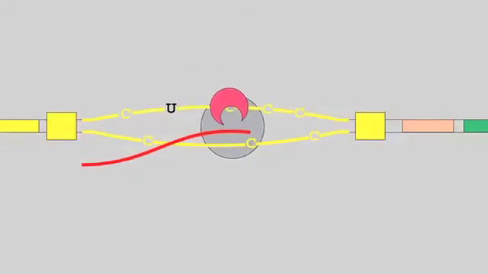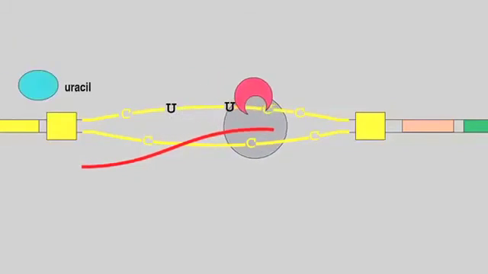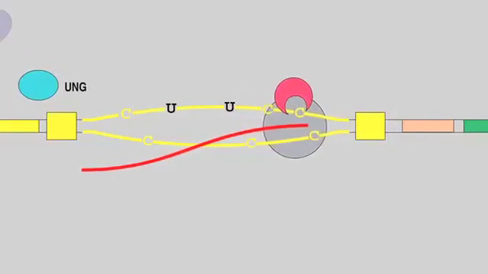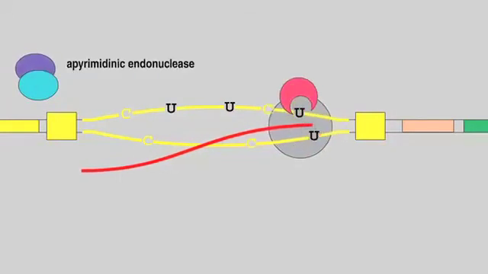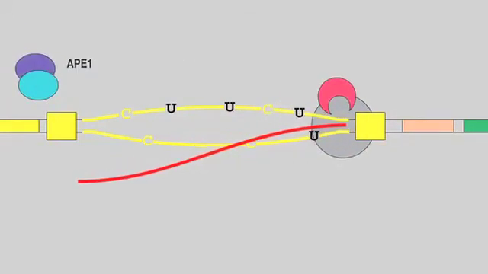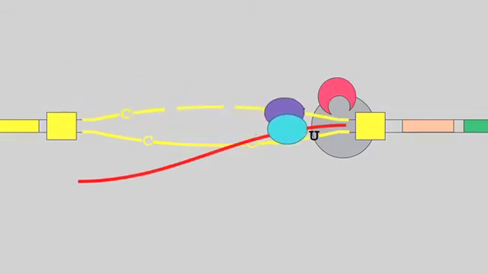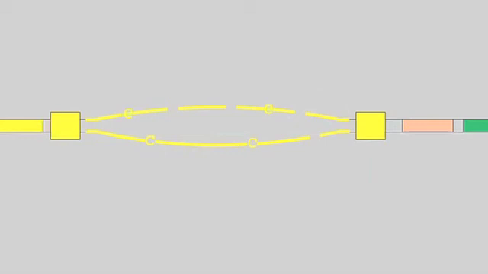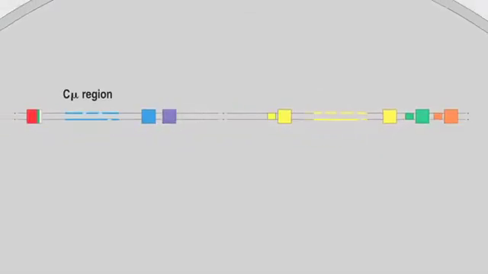Through the action of 2 other enzymes, uracil DNA glycosylase, or UNG, and apyrimidinic endonuclease, or APE1, these uracils are eventually converted into single-stranded nicks in the DNA on both of its strands. These processes also occur at the C mu region or any other switch regions actively transcribed in the B cell. These activities create multiple breaks in the DNA of the mu switch region, as well as the DNA of the switch region selectively activated by cytokines.